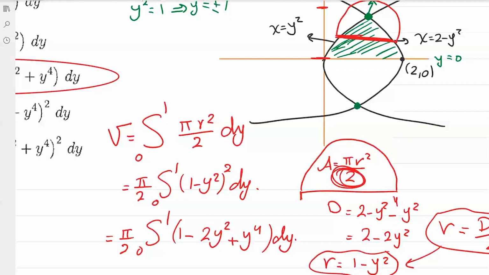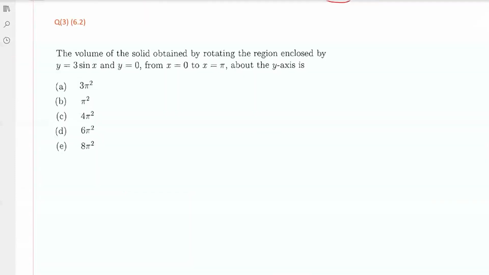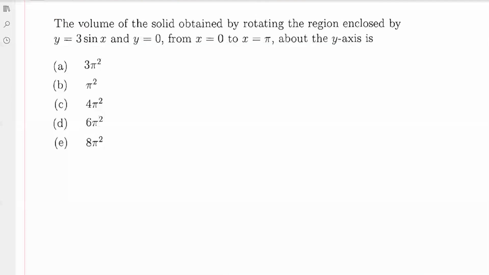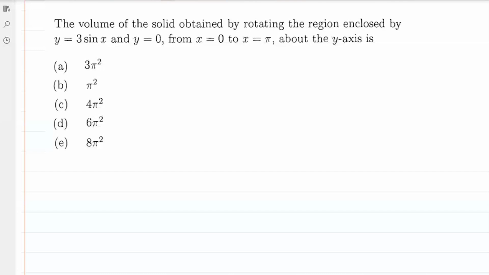Good. Now, let's move to question number 3. Find the volume of the solid obtained by rotating the region enclosed by the curve y equals 3 sine x and y equals 0 from x equals 0 to x equals pi about the y-axis. Let's go ahead.